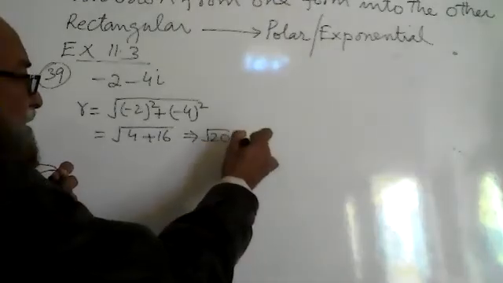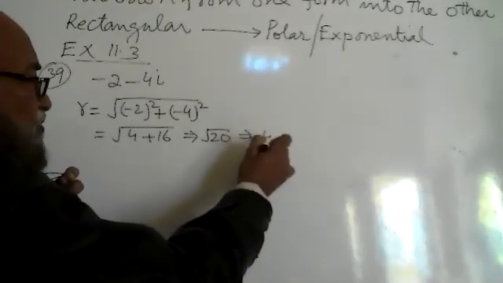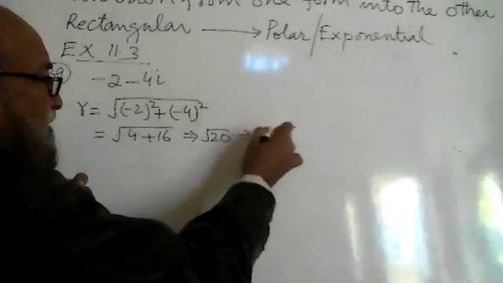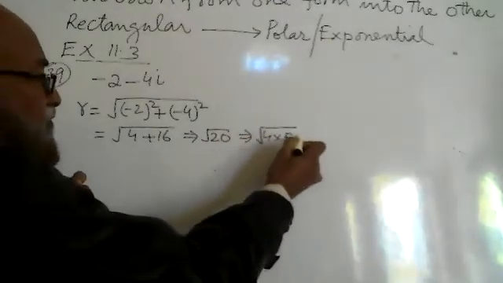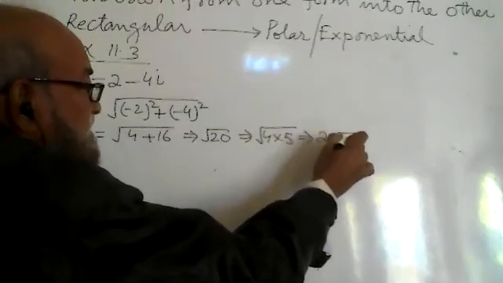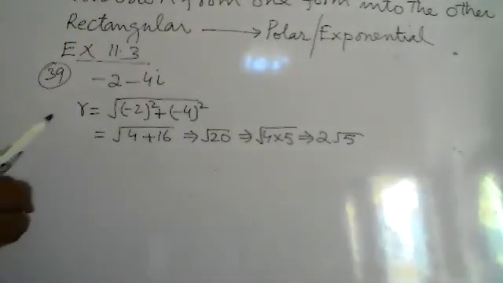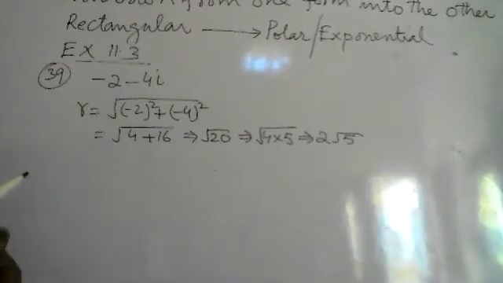Root 20 is also okay, but it can be simplified further. 4 into 5 is 20. The square root of 4 is 2, and root 5 remains as it is. 2 root 5 is the answer for r.